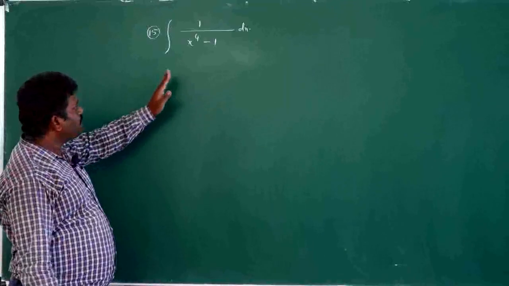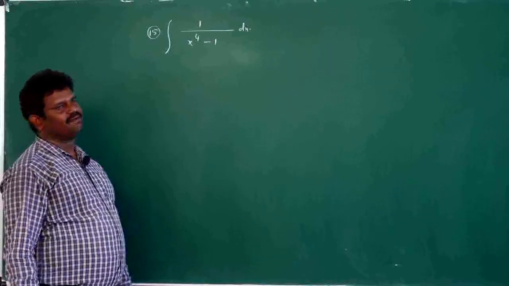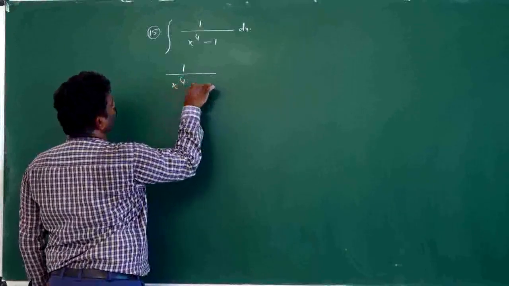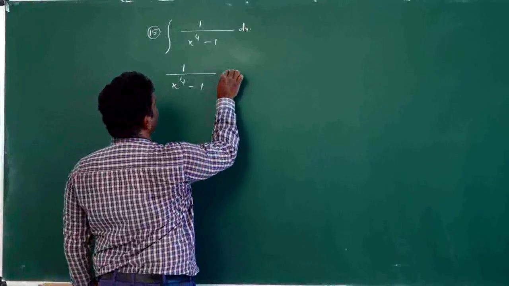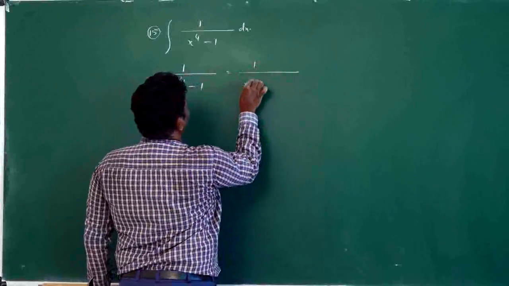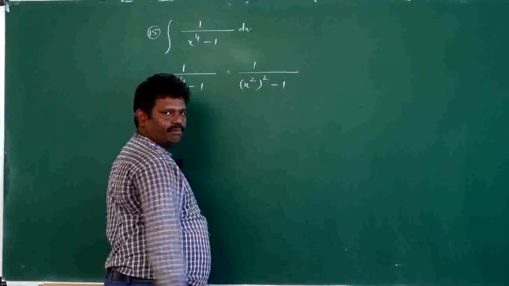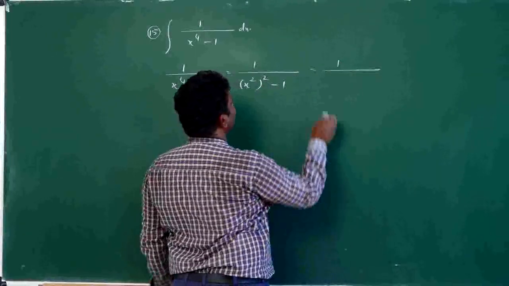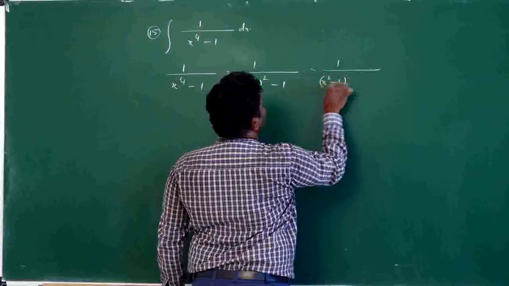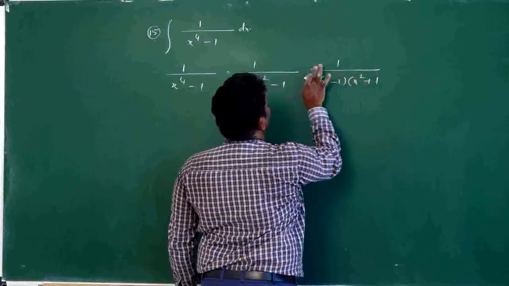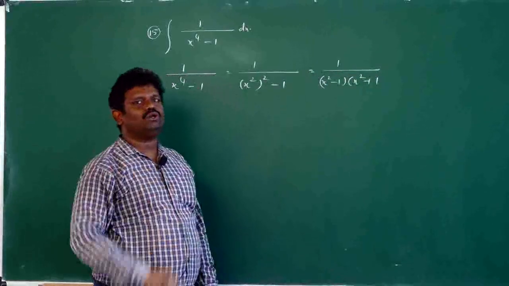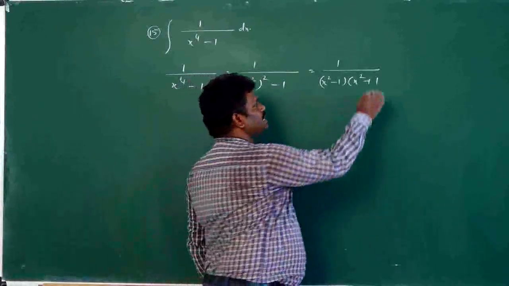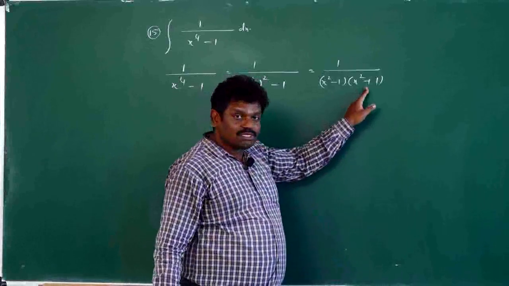Next, the integral of 1/(x^4 - 1) dx. Now we write the given fraction 1/(x^4 - 1) as 1/((x^2)^2 - 1), which by a^2 - b^2 = (a + b)(a - b) is 1/((x^2 - 1)(x^2 + 1)). Again factorizing, (x - 1)(x + 1)(x^2 + 1). Now x^2 + 1 is an irreducible polynomial.